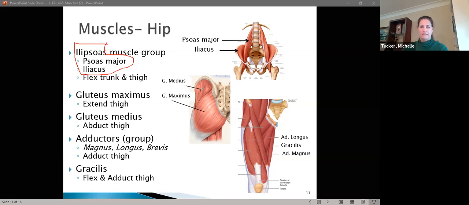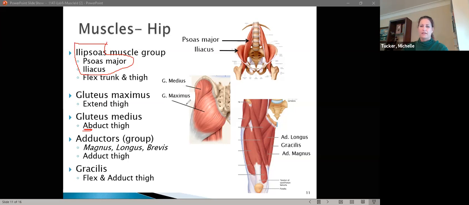Gluteus medius is on the side, on the lateral aspect of that iliac crest. And when it contracts, it is a true thigh abductor. Okay, so it takes the thigh away from the midline.